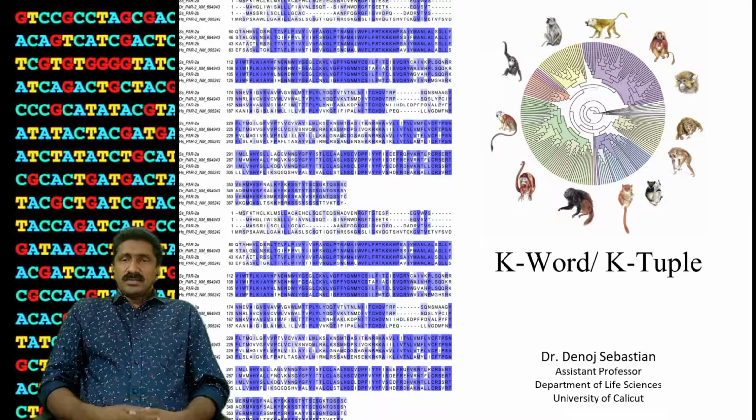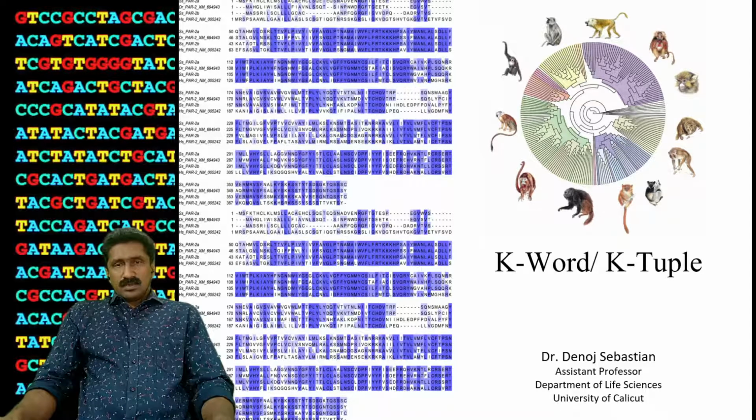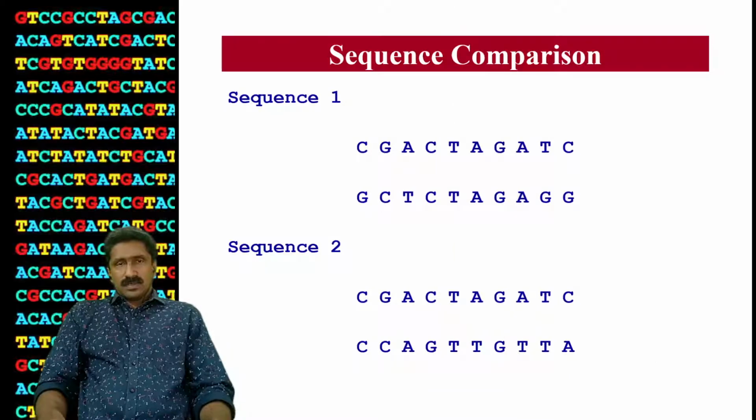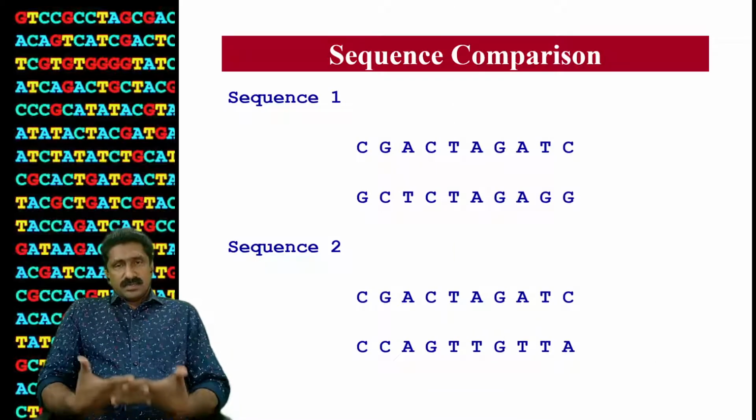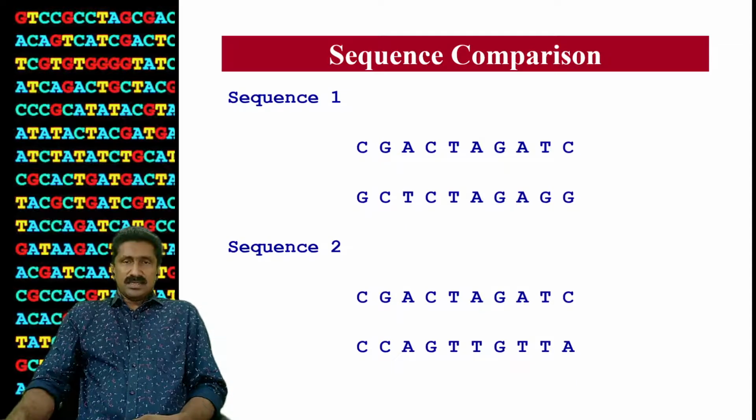Okay, let me explain k-word or k-tuple. Say you are comparing two sequences. Here the first sequence is the same in both cases. This one and this one are the same. Against this, take it as your query sequence.